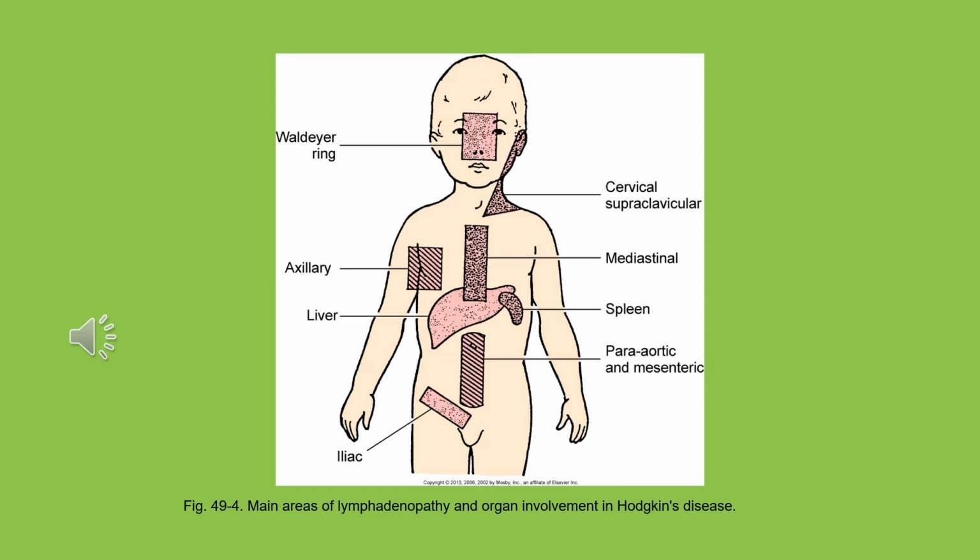As you can see in this slide, there are all different places in the lymph system and different lymph nodes where we can often see this present itself. But it can often metastasize because it uses the lymph system to spread. You can see metastasis to the spleen, liver, bone marrow, lungs, and other tissues as well.